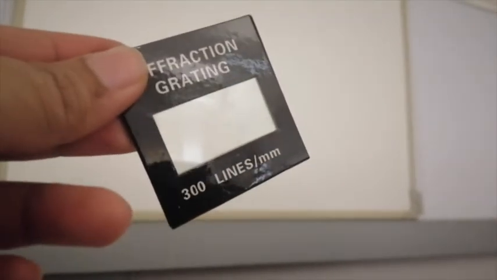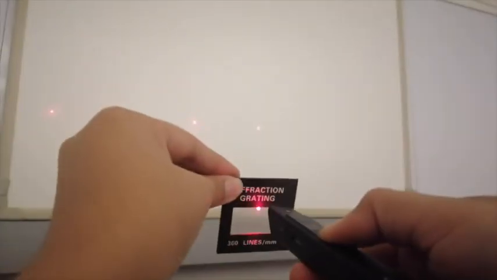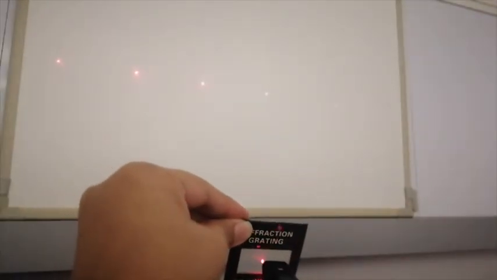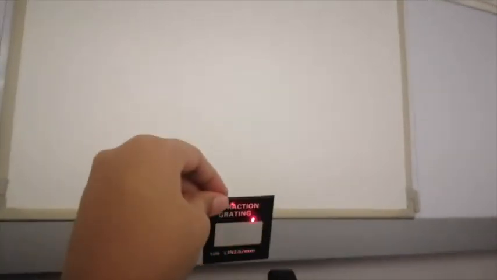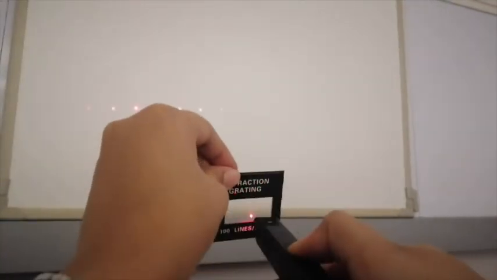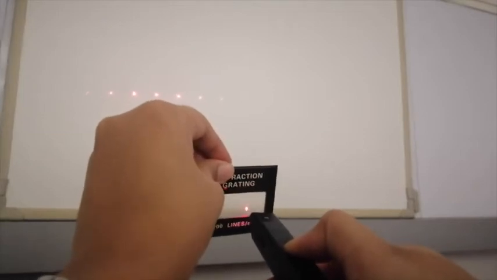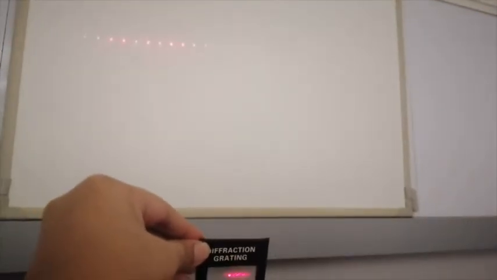Now I'm going to show you how it looks. I'm going to start with the narrow slit first, which is 300 lines per millimeter. Okay, so like that. And now the medium one, which is 100 lines per millimeter. You see it on the board and it's getting closer together. And then the wide one, which is 50 lines per millimeter. So you can see that the lines are closer together.